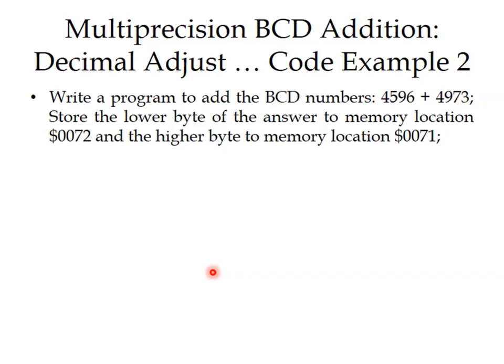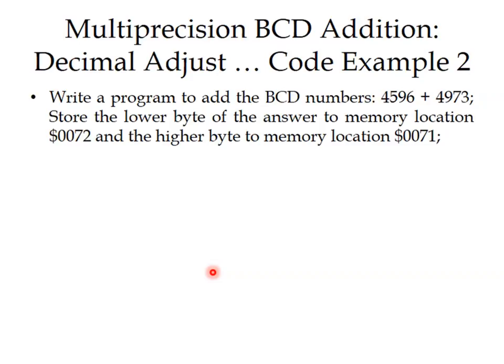Now let's extend the problem a little bit. So far we tried the binary coded decimal and we know how to do it, but what happens if you have decimal numbers which are more than 1 byte long?